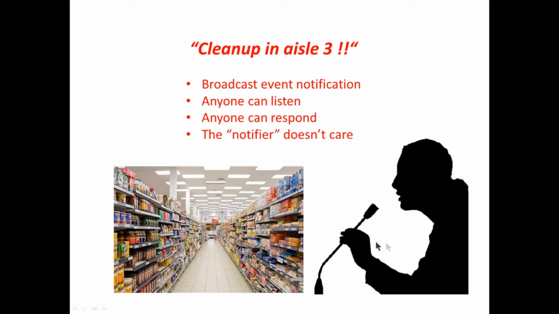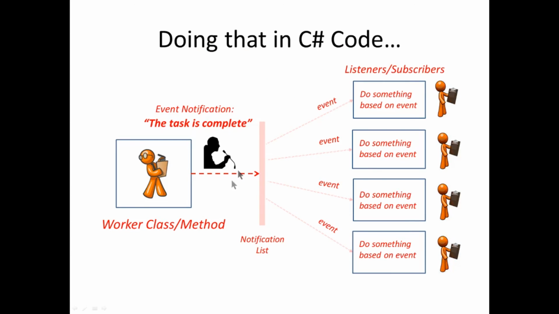But basically the notifier, the guy in the back room, doesn't care. He doesn't care who's out there. He doesn't care who responds or if anybody responds. His job is to just make the notification. So if you want to do something like that, have basically an event-driven system that is uncoupled between the notifier and the clients who are receiving the information. How would you do that in C# code?